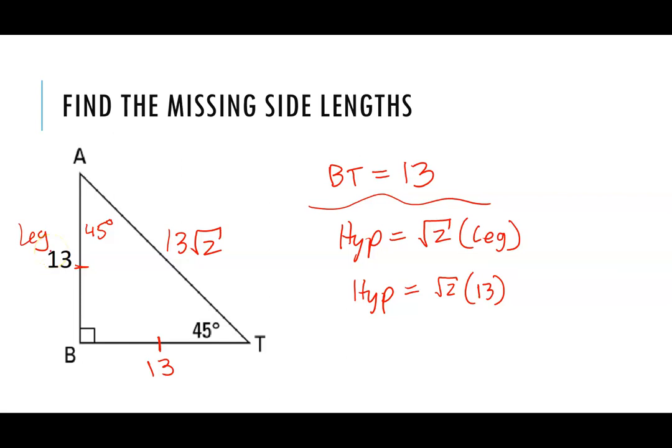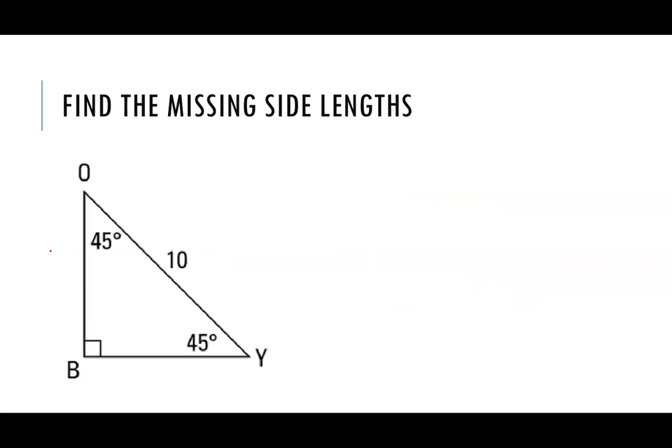Now that's when you have the leg given to you. What happens if you have the hypotenuse given to you? Well, it's still got the same relationships. The hypotenuse is still going to be square root of 2 times the leg. But in this case, instead of being able to plug in a value on this side of the equation, we're just going to plug one in on the other side. So the hypotenuse is 10, and we're trying to solve for the leg.